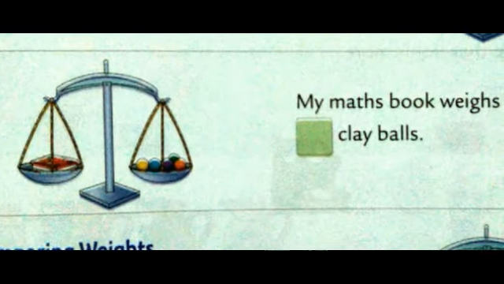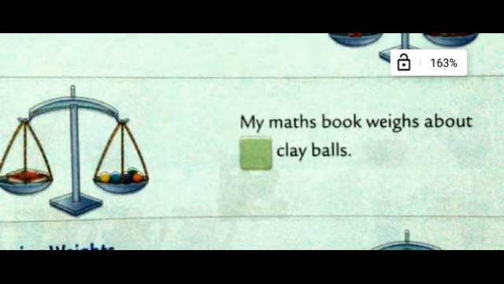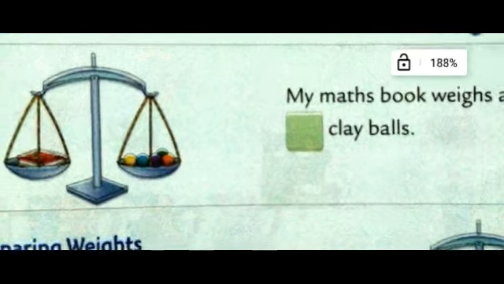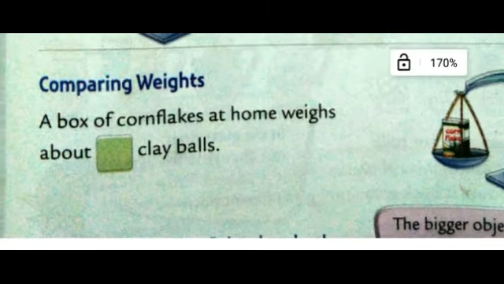Here we have to find the weight of our maths book. So my maths book weighs about dash clay balls. Count the clay balls. 1, 2, 3, 4, 5. It's about 5 clay balls. So we will write here 5. In the same manner, see the next one.